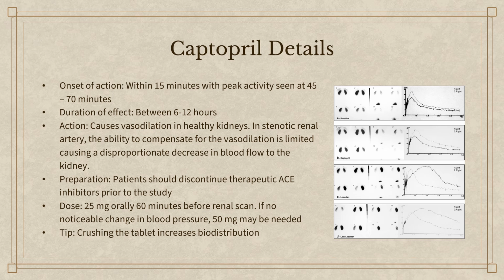In a normal study, both kidneys show similar or minimal change in function after captopril administration. However, if there is renal artery stenosis, there will be a significant decrease in the function of one kidney compared to the other after captopril administration.